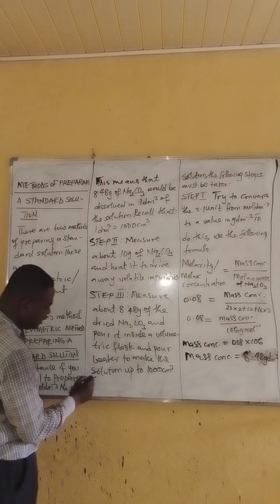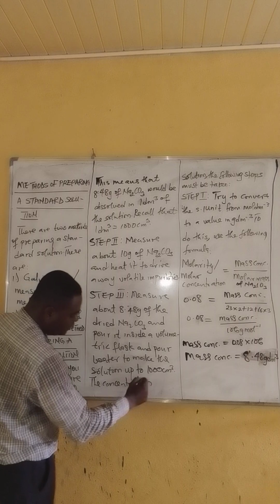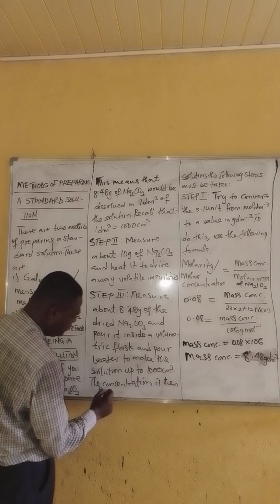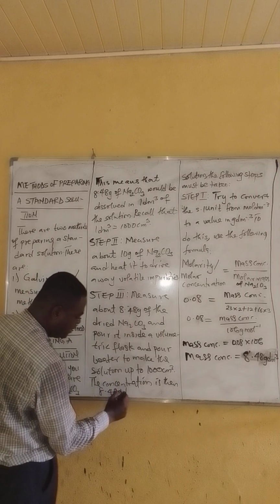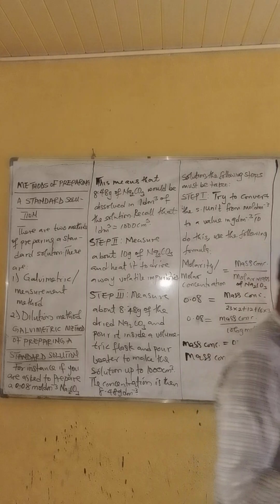So the concentration is then what? 8.48 gram per dm3. That's what you have prepared. A solution whose concentration is known.